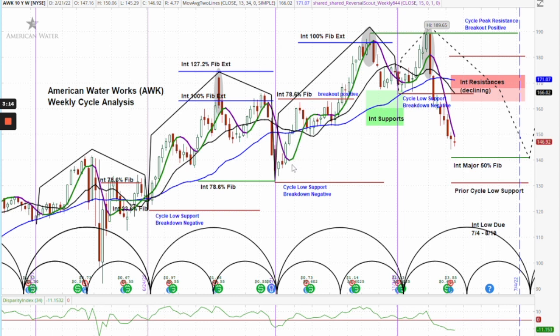This cycle right here is an example of a positively configured cycle with a right-hand translation. Notice that the cycle ends higher in price than where it began, and notice that the cycle peaked over here on the right-hand side. There were only a few weeks left in the cycle for a correction, and when it came, we only got down to the top of this support zone.